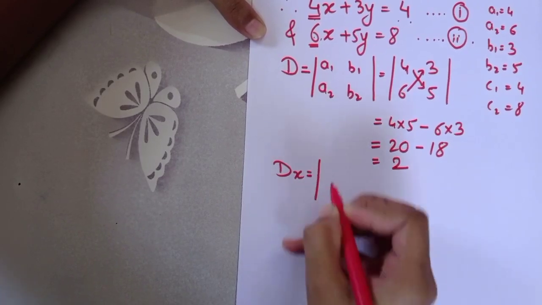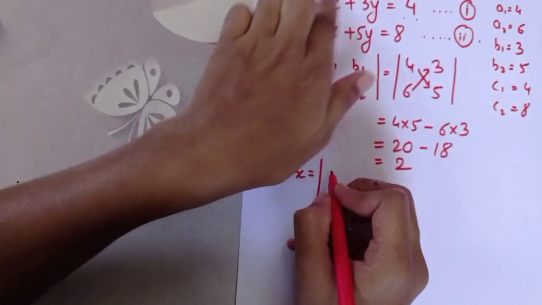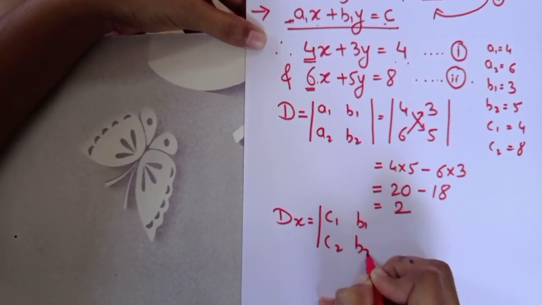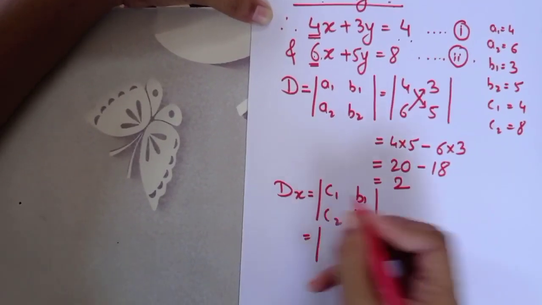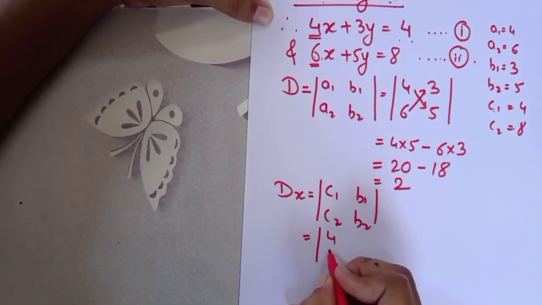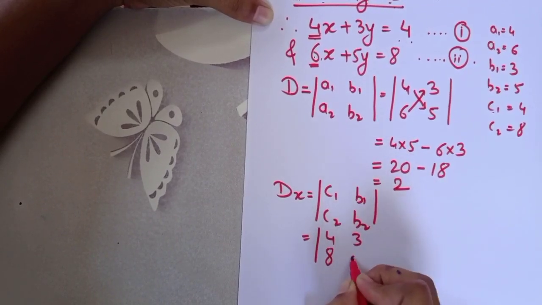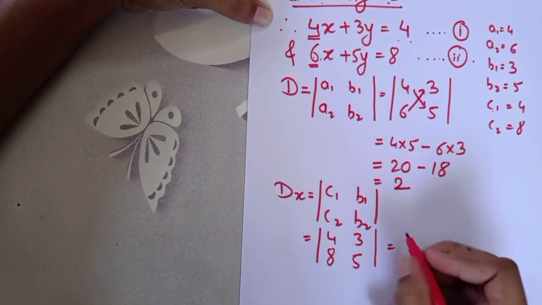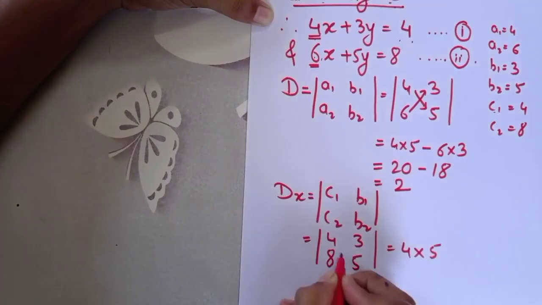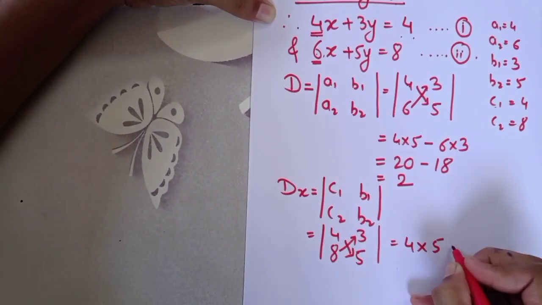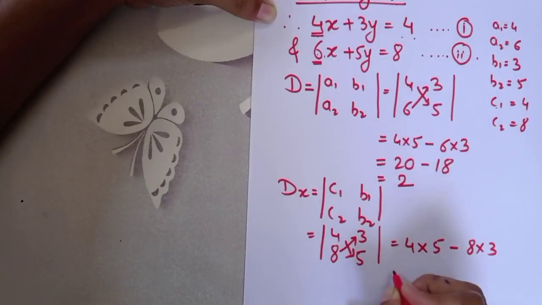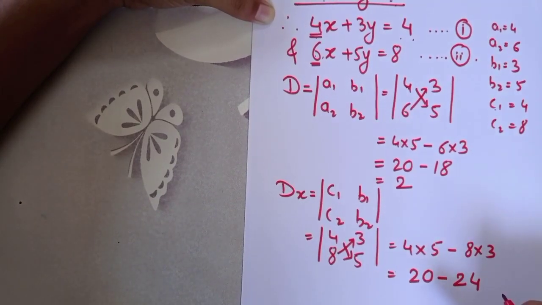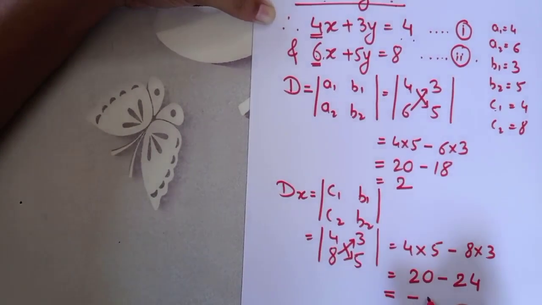Dx is equal to, we have to cover x and take c1 c2, b1 b2. What is the value of c1? It is 4, c2 is 8, b1 is 3 and b2 is 5. To find the value of this determinant, we have to cross multiply: 4 into 5 minus 8 into 3. 4 into 5 is 20, minus 24, which is equal to minus 4.